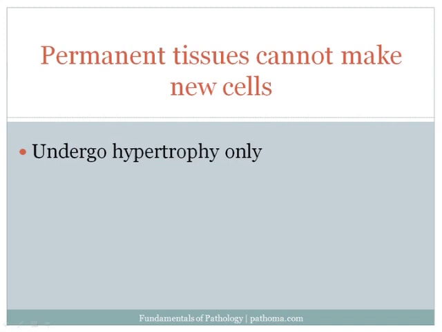One important exception to this general principle is permanent tissues. Now, permanent tissues, they do not have stem cells, and because they do not have stem cells, they cannot make new cells.